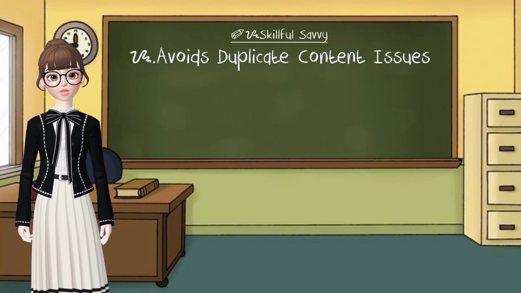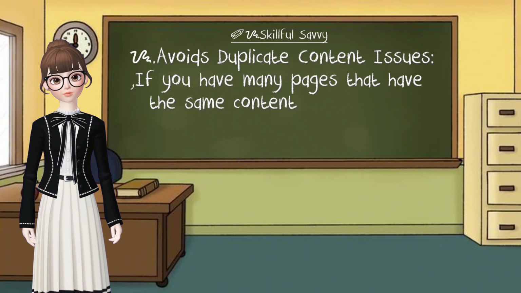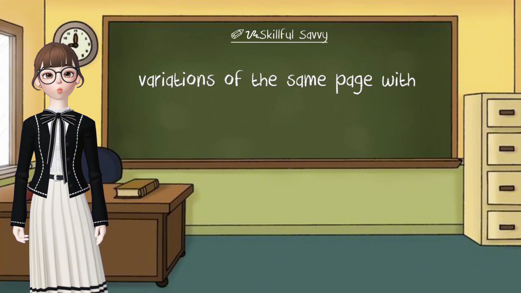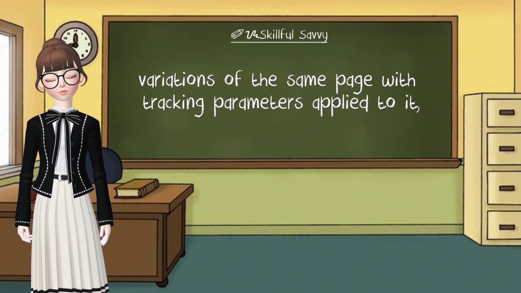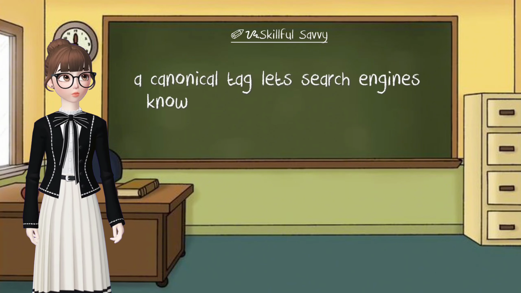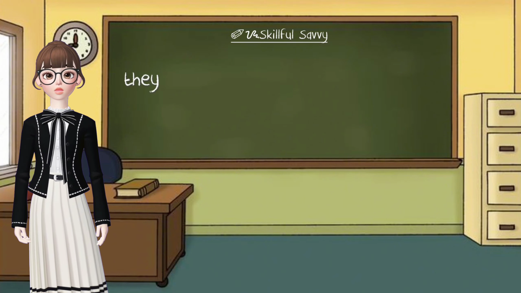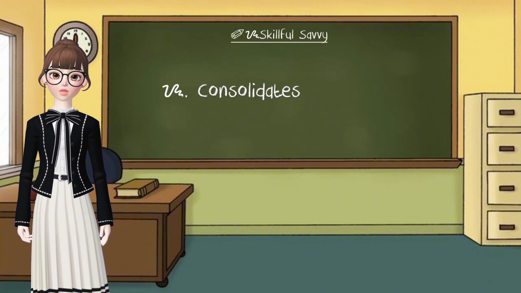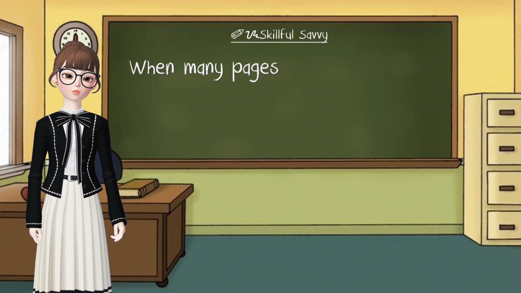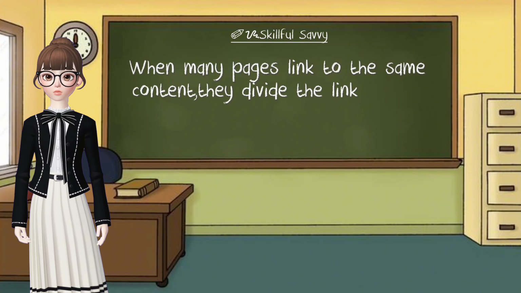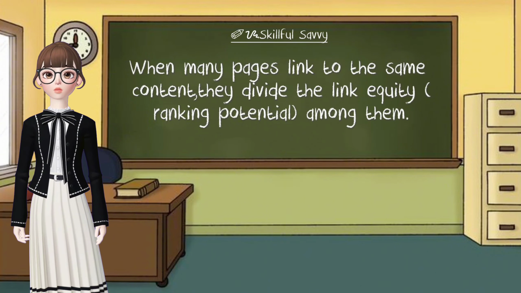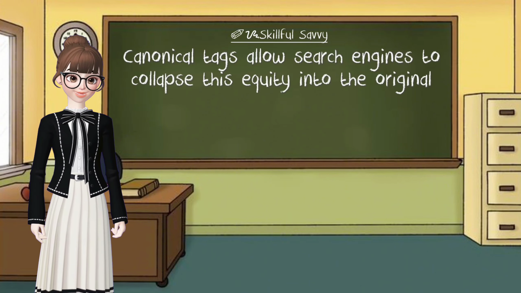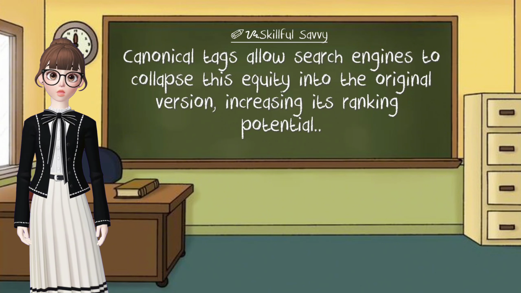It avoids duplicate content issues. If you have many pages that have the same content, like product pages or variations of the same page with tracking parameters applied to it, a canonical tag lets search engines know which version of the page they should prioritize so they're not treating the content as duplicate. It consolidates link equity. When many pages link to the same content, they divide the link equity, the ranking potential, among them. Canonical tags allow search engines to collapse this equity into the original version, increasing its ranking potential.